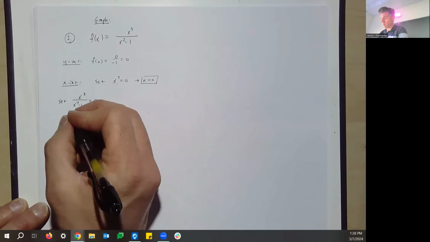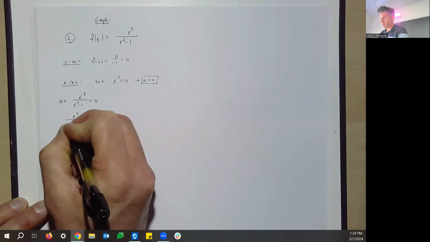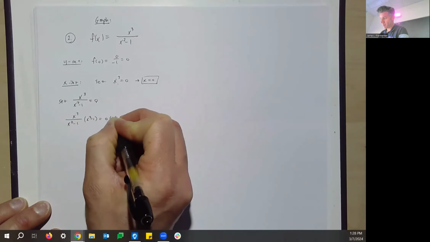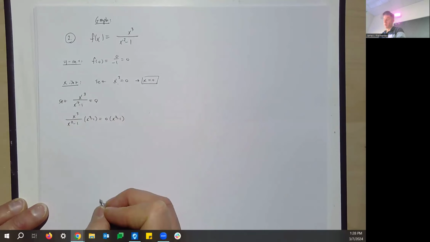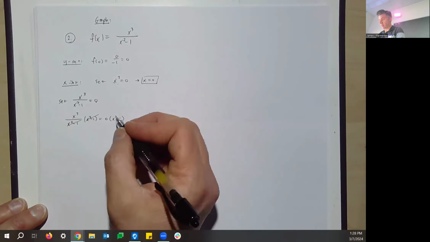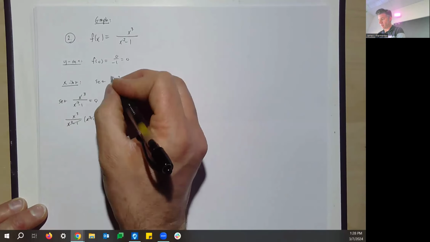I'm just taking this and I'm saying, oh, what if I multiplied both sides by x squared minus 1? On the left-hand side, those cancel. On the right-hand side, 0 times anything is just 0. So that's how I'm getting this.